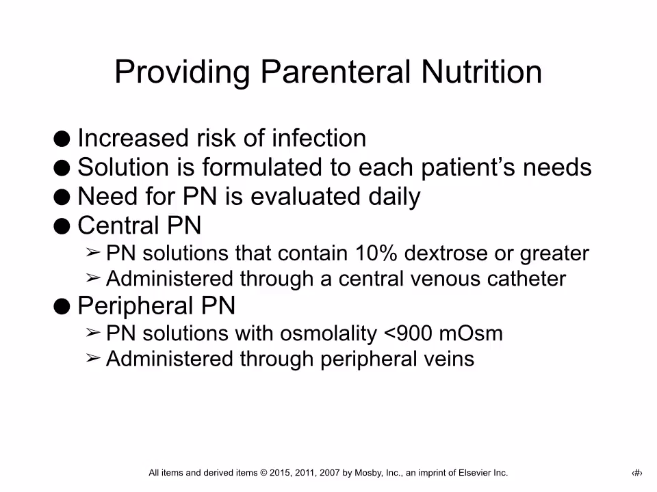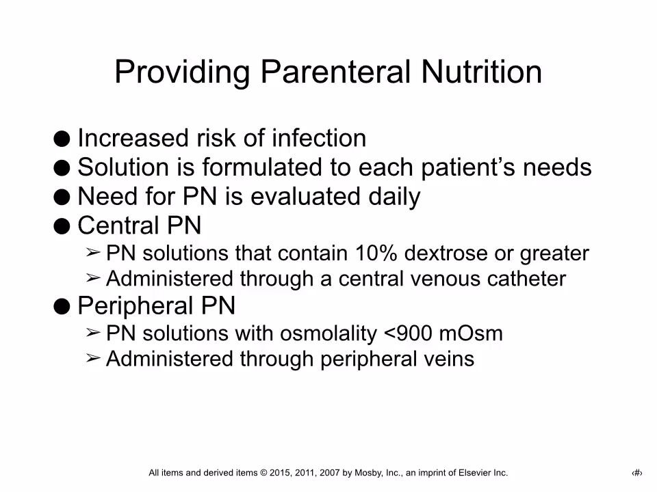There are two types of parenteral nutrition, central and peripheral. Parenteral nutrition which uses a central line is central PN, and it contains 10% dextrose or greater, so it has 10% sugar in it, and it is administered through a central venous catheter. Then there is peripheral parenteral nutrition. It has solutions with osmolality greater than 900 milliosmoles per liter, administered through peripheral lines.